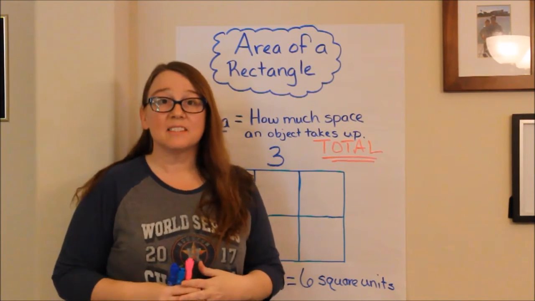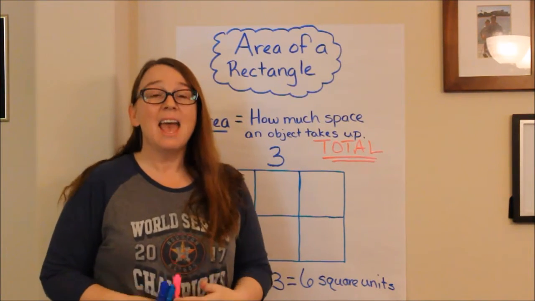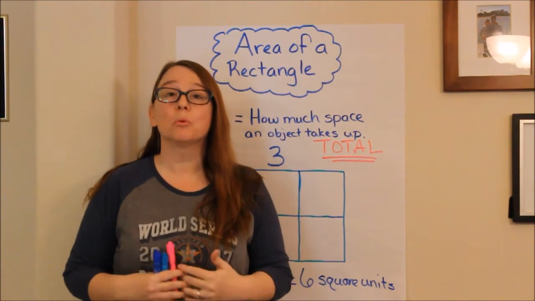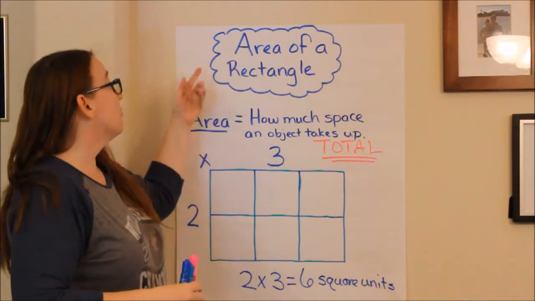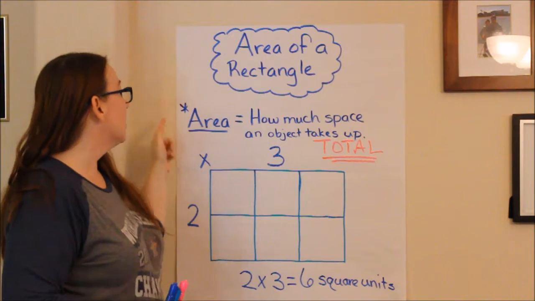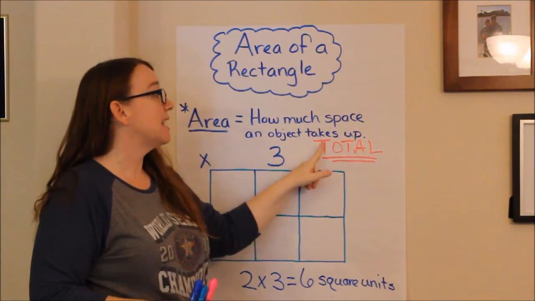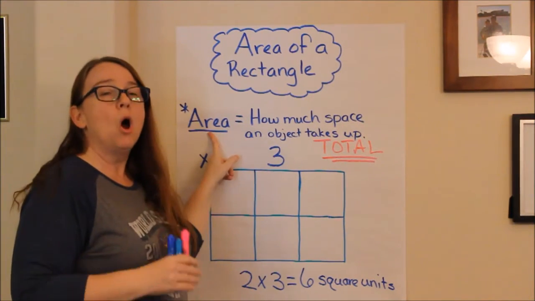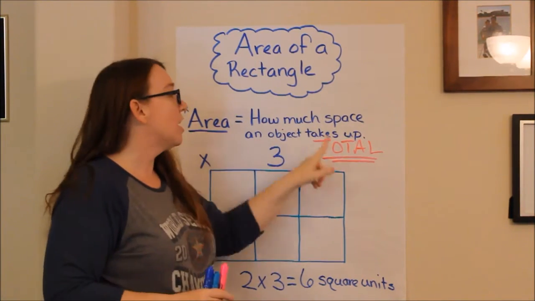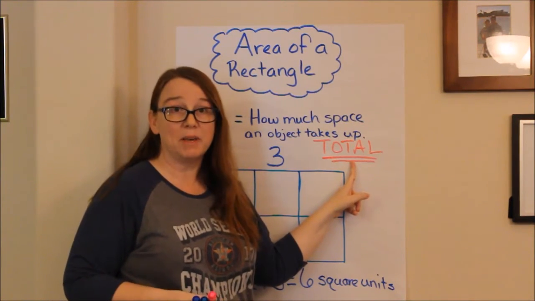In today's mini lesson, we're going to expand on what we've already learned about area, and we're going to use it to solve some problems with multiplication. So, if we remember from last time, the area of a rectangle is how much space an object takes up. And you also want to remember, when we're finding the area, we're really looking for the total. So keep that in mind when we're solving some problems in a little bit.